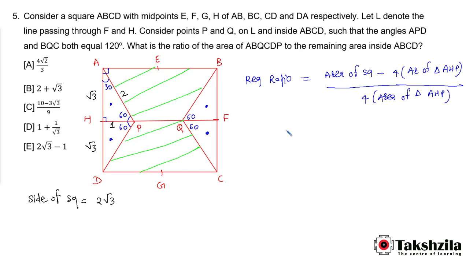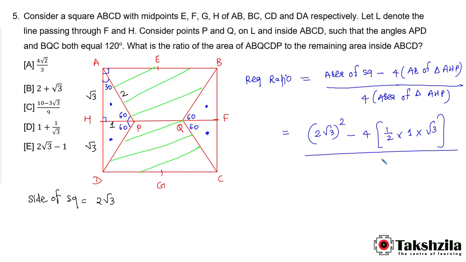So let's solve this. The area of square is going to be 2 root 3 bracket square minus 4 times area of triangle AHP, which is half into base 1, height is root 3, divided by 4 into half into base 1, height is root 3. So let's solve this, you will get your answer. So if we solve this further, this is going to be how much? 12 minus 2 root 3 divided by 2 root 3.